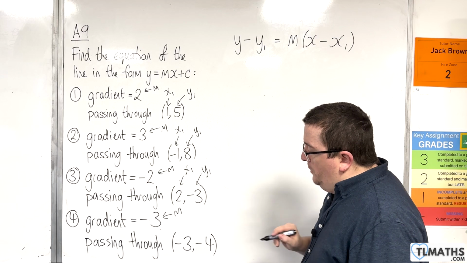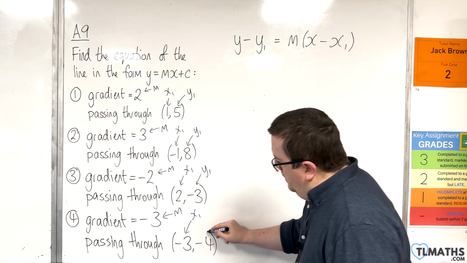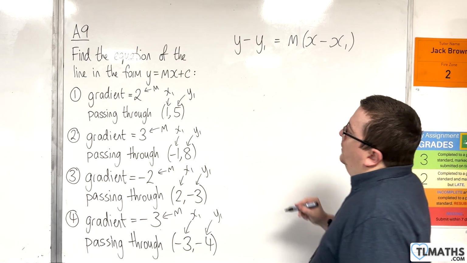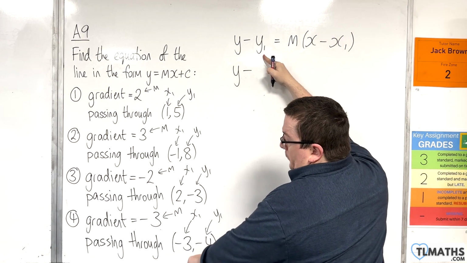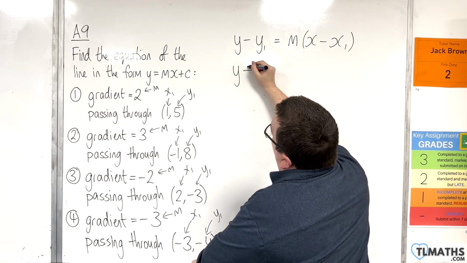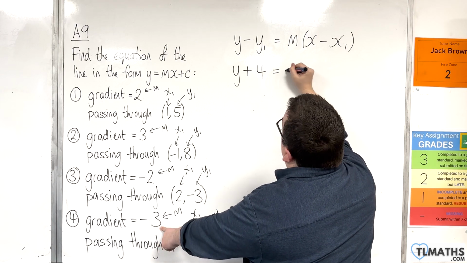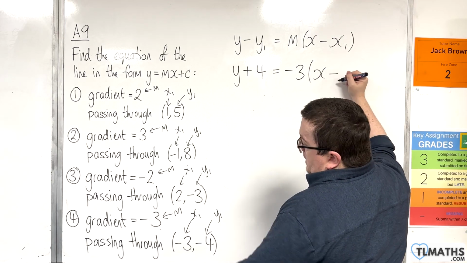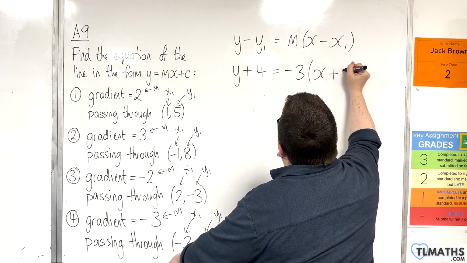It's passing through (minus 3, minus 4). So x1 is minus 3, and y1 is the minus 4. So y take away y1. So take away minus 4 is plus 4, is equal to the m, minus 3, lots of x, take away x1. Take away a minus is adding 3.